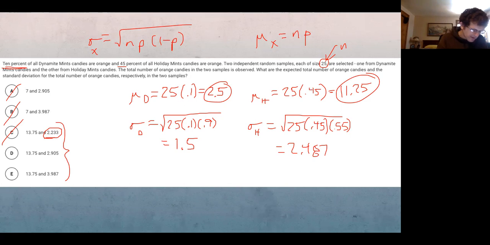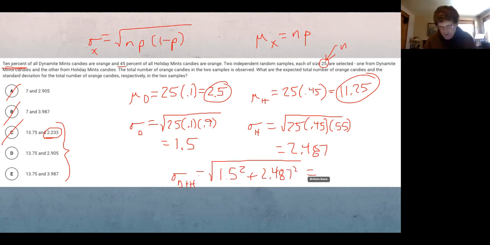So when I combine these, the standard deviation of D plus H is going to be the variances combined, 1.5 squared plus 2.487 squared, and that'll give me the final answer here, which is 2.90. And that should be a 9, sorry. Because of my rounding, I got 2.904, but obviously this is our correct answer.